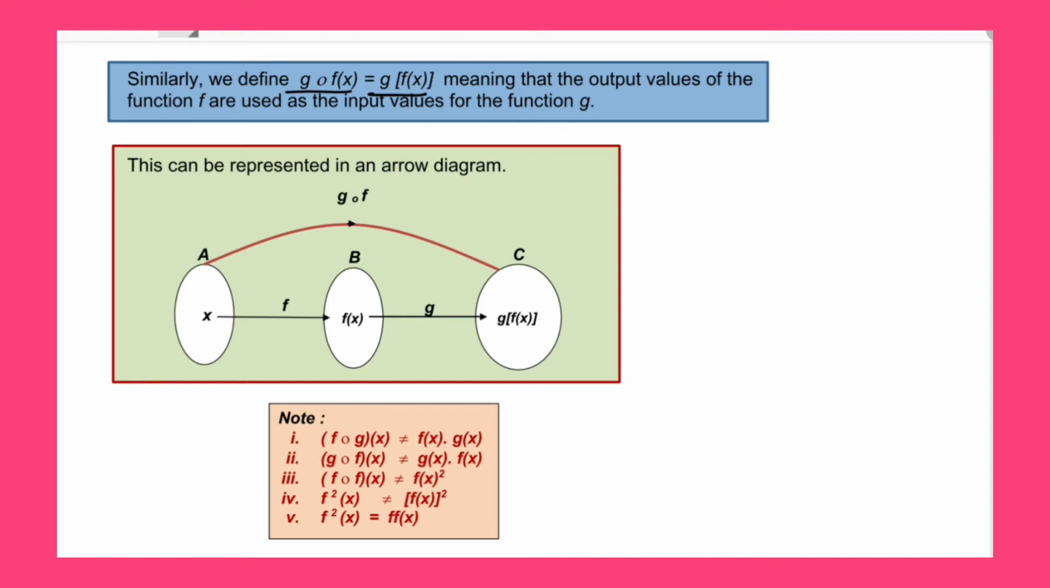Similarly, we define g compose f of x, or we may write it as g(f(x)), meaning that the output values of the function f are used as the input values for the function g. This can be represented in the arrow diagram below. So this is g compose f, but we compose from f then g. We use x as the input for function f and the output is f(x). Then we use f(x) as the input for function g and the output is g(f(x)).